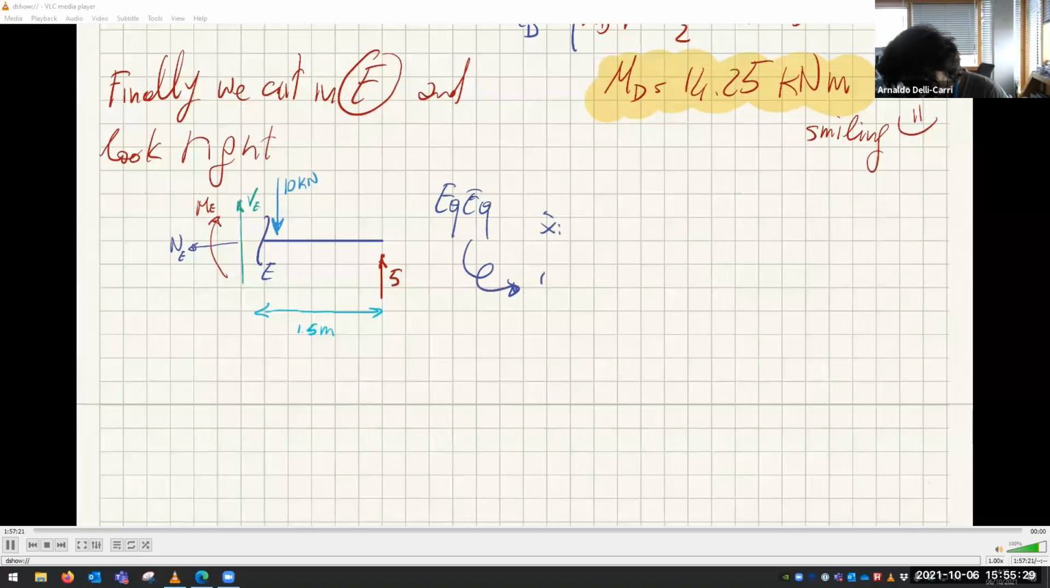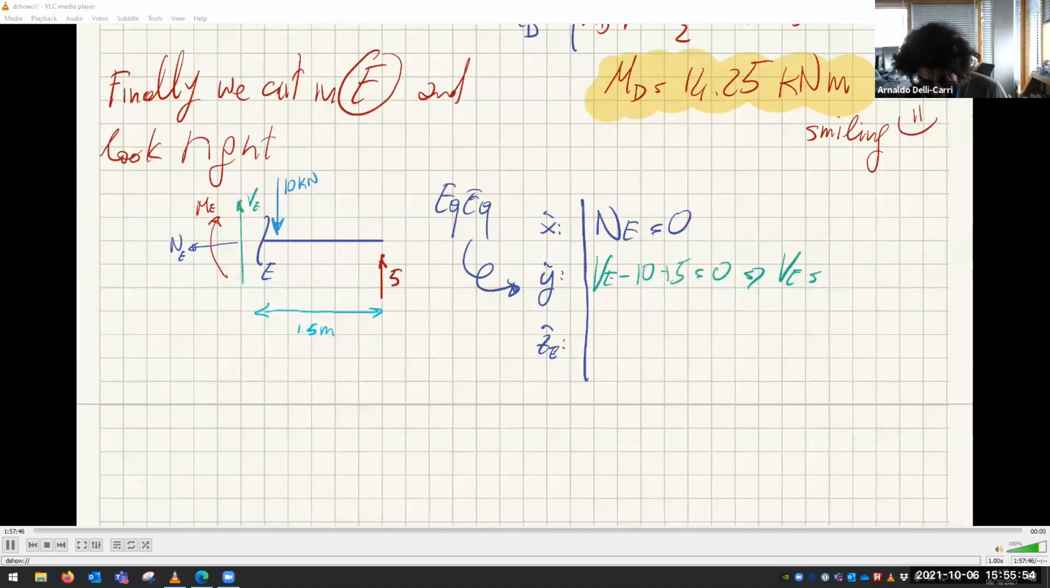X, Y, Z around E. And we have that NE equals 0. Very easy. There are no horizontal actions. VE, no, minus 10. Minus 10 plus 5 equals 0. And that means that VE is minus 5 kilonewtons.